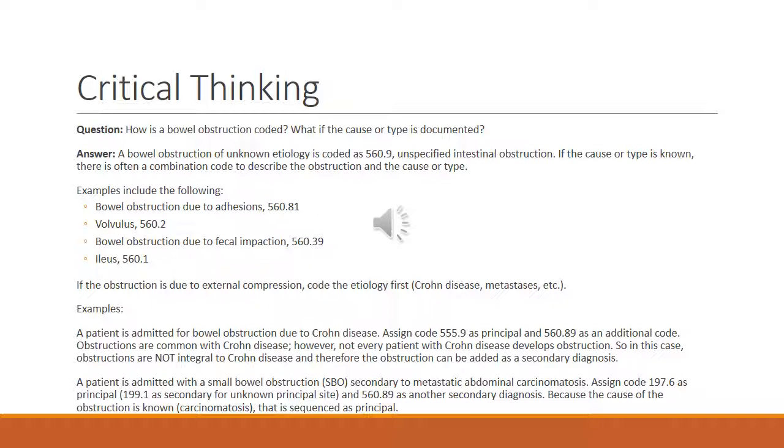Next example. A patient is admitted with an SBO, which is small bowel obstruction, secondary to metastatic abdominal carcinomatosis. Assign code 197.6 as the principal, which is the metastatic abdominal carcinomatosis, and 199.1 as secondary for unknown principal site, and 560.89 as another secondary diagnosis for the small bowel obstruction. Because the cause of the obstruction is known, which is the carcinomatosis, that is sequenced as principal.